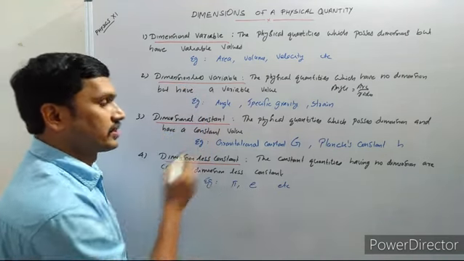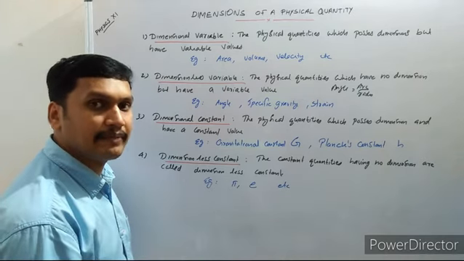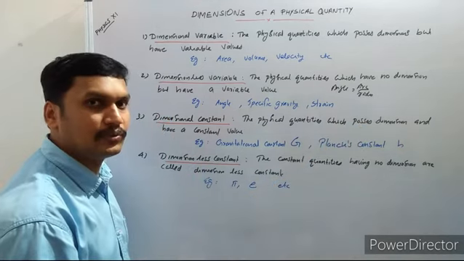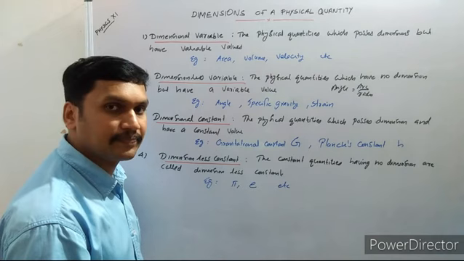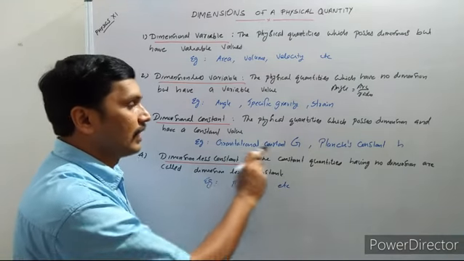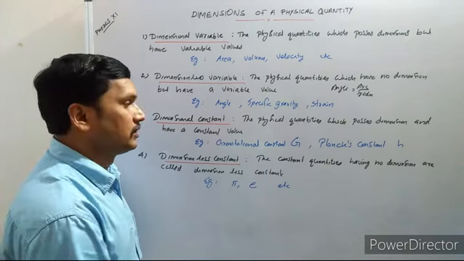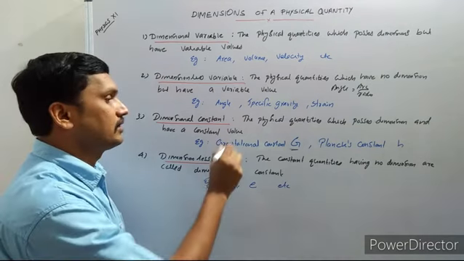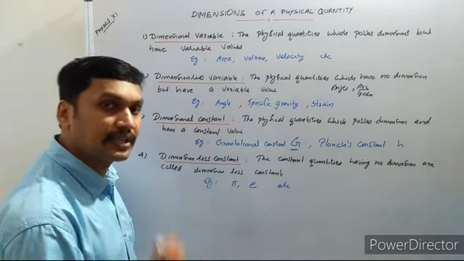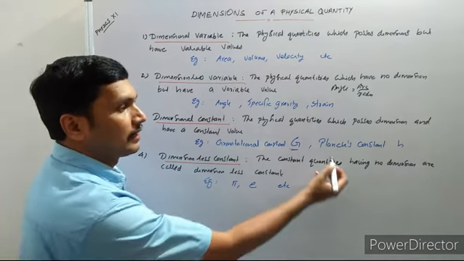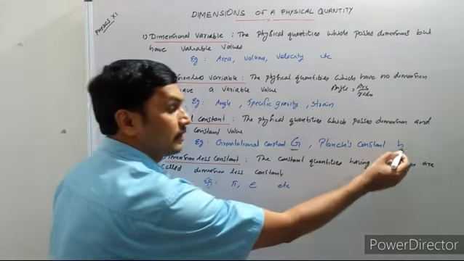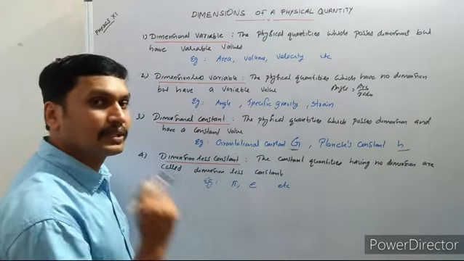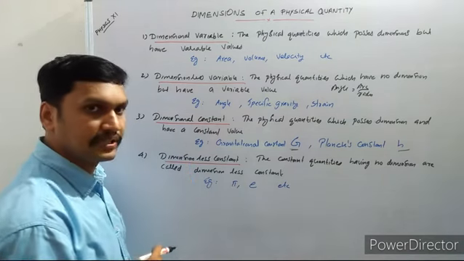Now, dimensional constant. Some physical quantities may be constant. The physical quantity which possesses dimension and has a constant value is known as a dimensional constant. Example, gravitational constant. In Newton's law of gravitation, we have the gravitational constant capital G, and that is a dimensional constant. It has a dimension; we will find it later. And Planck's constant, small letter h, also has some dimension. So a constant value with dimension is known as a dimensional constant.